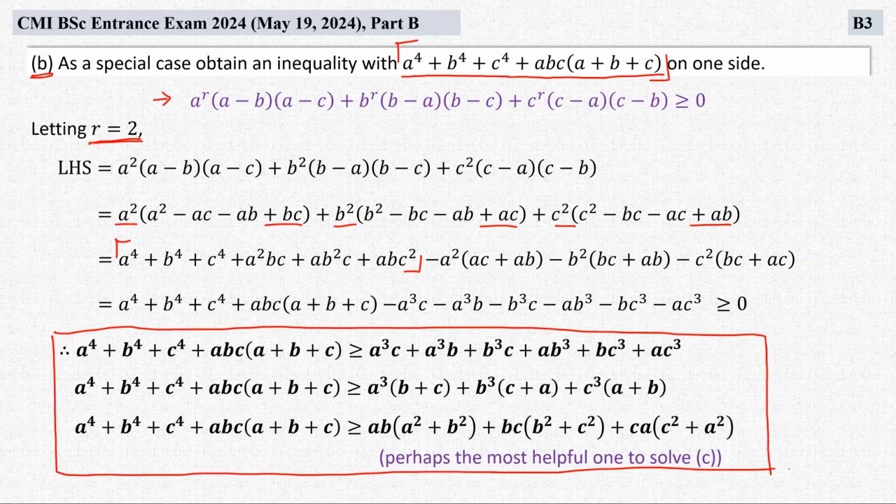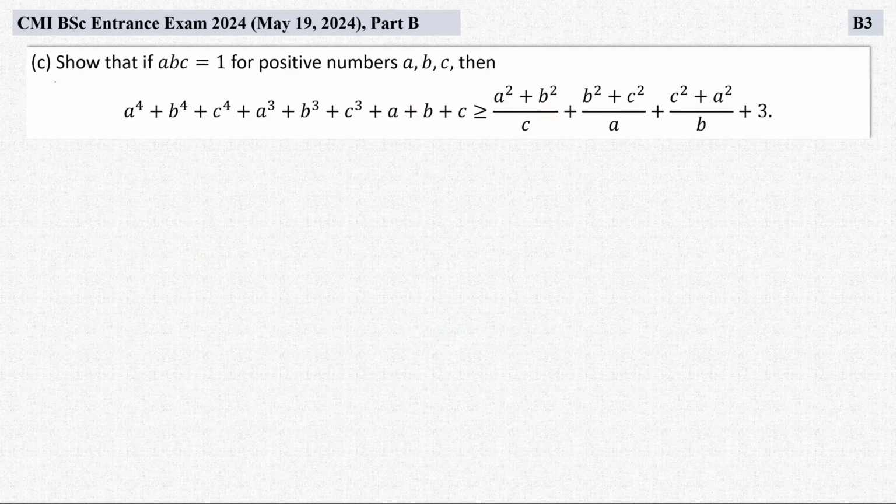So what is the next problem? The next problem is, show that if abc equals 1 for positive numbers a, b, and c, then we have this inequality: a to the fourth power plus b to the fourth power plus c to the fourth power plus a cubed plus b cubed plus c cubed plus a plus b plus c is greater than or equal to (a squared plus b squared) divided by c plus (b squared plus c squared) divided by a plus (c squared plus a squared) divided by b plus 3.